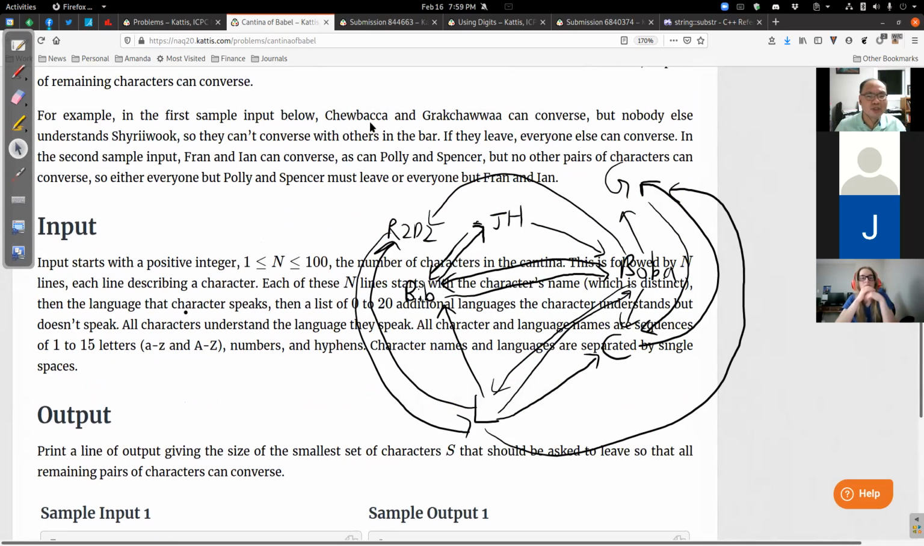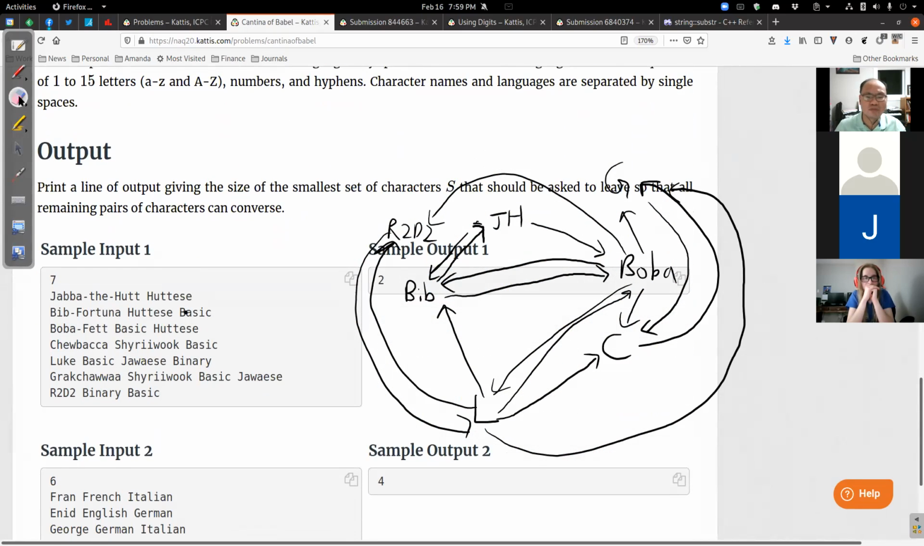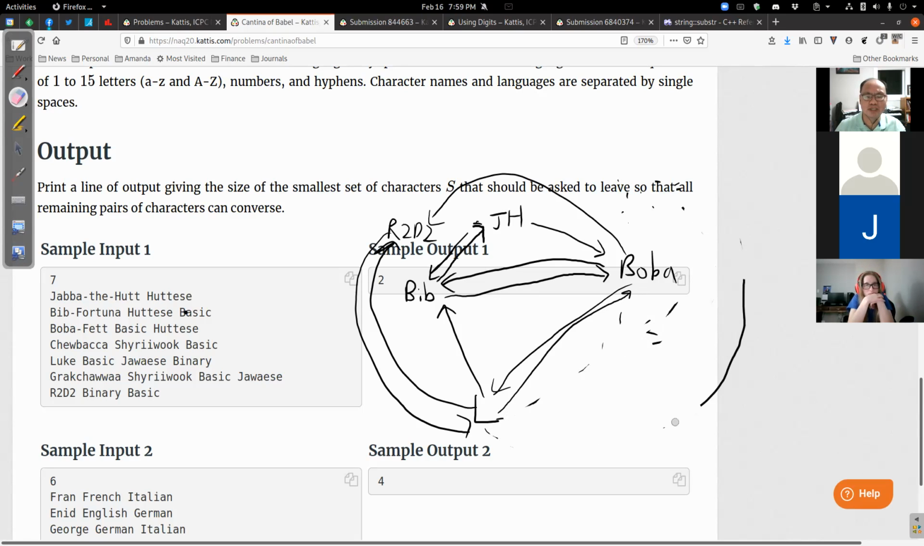Now they said something about the first example. It says in the example, Chewbacca and C-3PO can converse because they understand each other, but nobody else understands this language, so they can't converse with others in the bar. So if they leave, everybody else can converse. Let's see what happens if we take them out of the equation. So we get rid of these two, Chewbacca and C-3PO. We don't really care about any of these other arrows anymore. What they're saying is that everybody else can converse with each other. That means it doesn't matter which two people you pick from this remaining set, they can always talk to one another somehow.